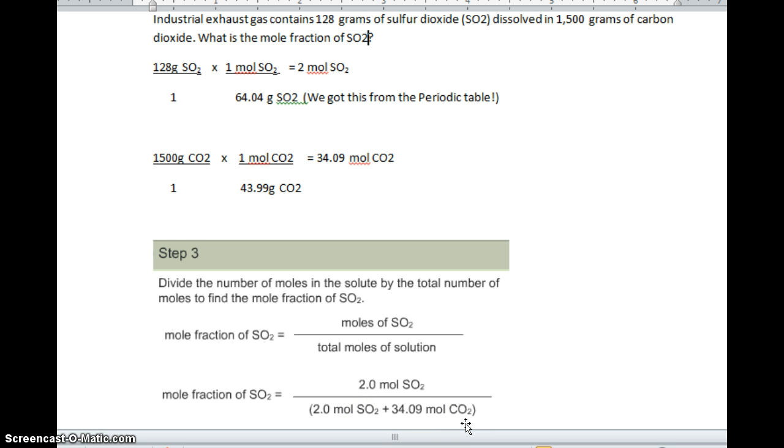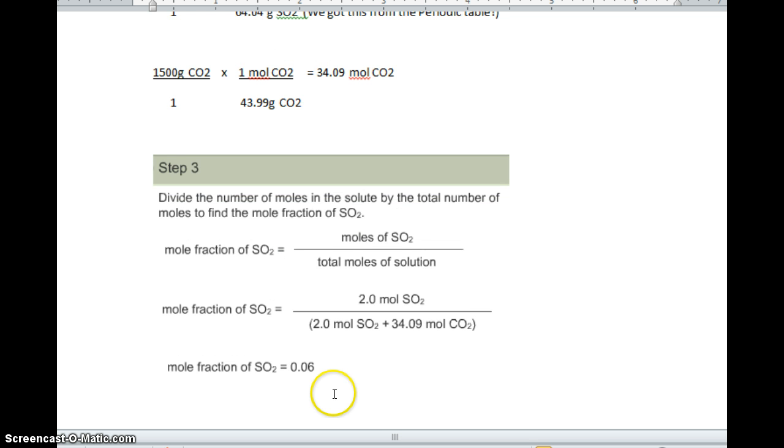Make sure you put it in your calculator correctly. If you notice, they have parentheses for order of operation, or you can just add it and write 2 divided by 36.09. And the mole fraction is 0.06. And that's it. That's your answer. There are no units because the units were mole and they all canceled off.